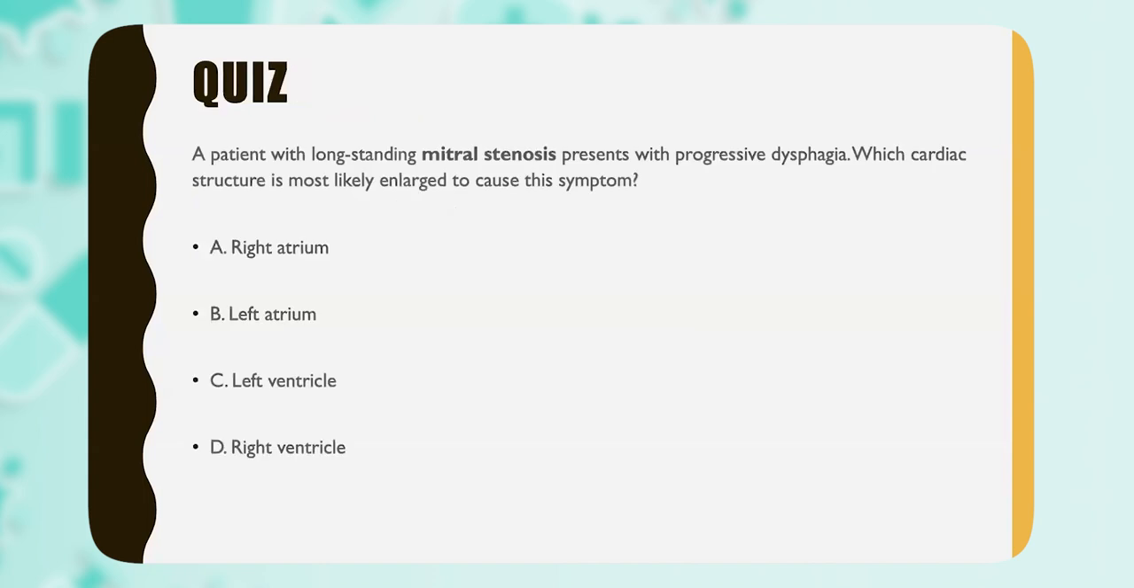So, I'll begin with a question, and I would really like everyone to be very interactive. You can answer anything, even if it is wrong, it's fine. This is just a discussion. The first question is: a patient with long-standing mitral stenosis presents with progressive dysphagia. Which structure is mostly enlarged to cause this symptom? Would anyone care to answer? You can unmute yourself and answer.